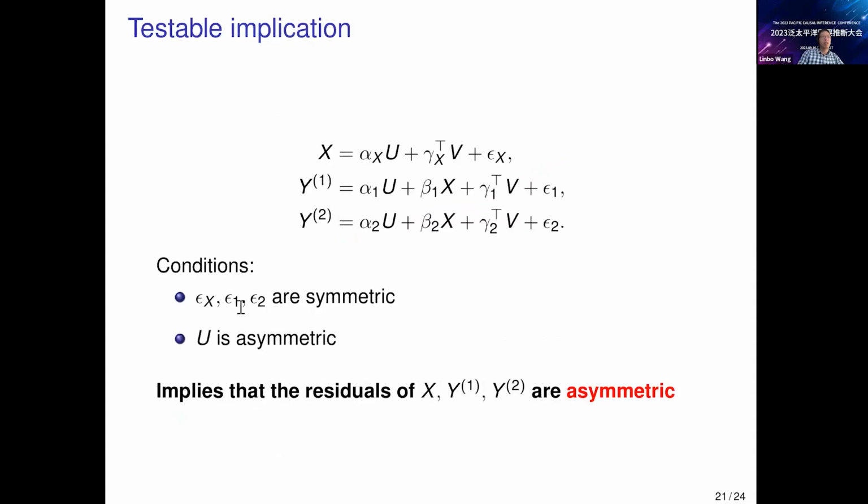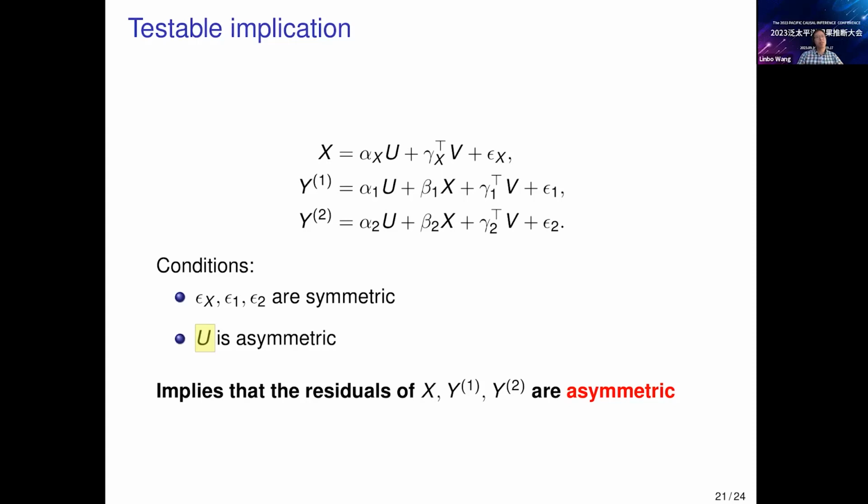In this context, the two conditions we make are, first, we assume that the error terms here, epsilon x, epsilon 1, and epsilon 2, are all symmetric around their mean. And another assumption is that U, which is the underlying disease progression, is asymmetric. The idea behind this is that disease progression will not have a symmetric distribution, right? For most healthy people, you probably have very little disease progression, but for people who have already developed AD, this is the tail. You will see a very long tail. Someone has progressed to mild cognitive impairment, and some people develop full AD and very serious disease.